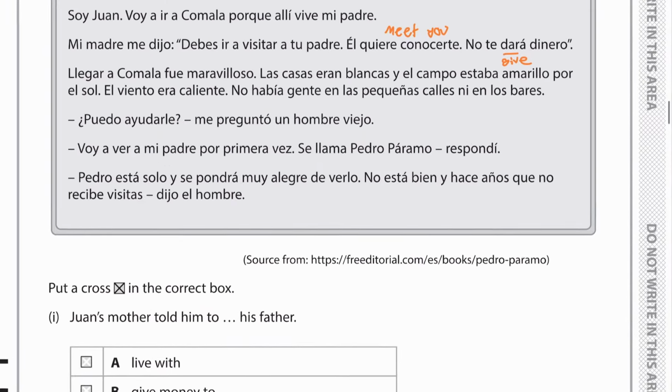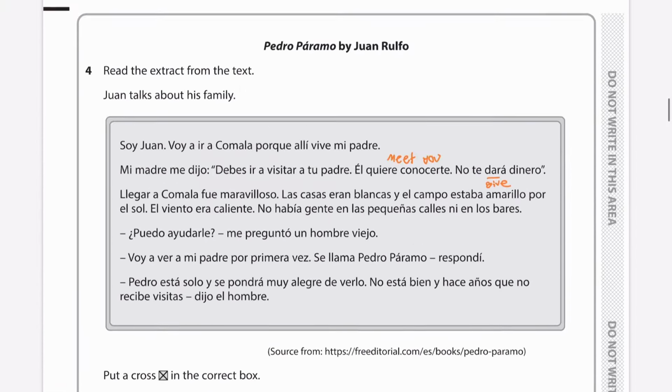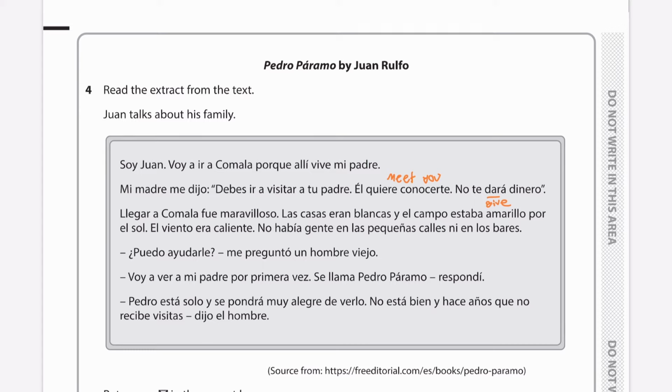Okay, let's keep reading. Llegar a Comala fue maravilloso. It was amazing to arrive. Llegar is arrive to Comala. Las casas, the houses were white, and the countryside was yellow, like from the sun. The wind was warm, caliente, kind of warm, or even hot.